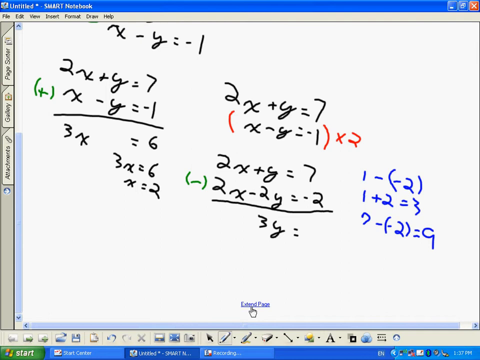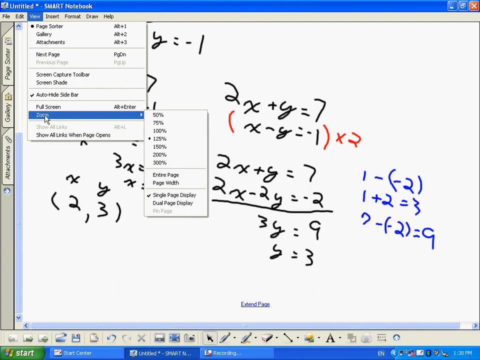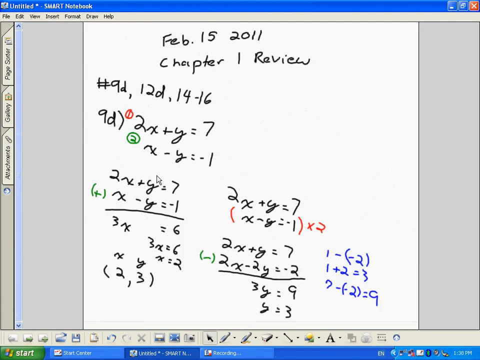9. Y equals 3. So, using elimination, that was pretty quick. My point of intersection is 2, 3. My x is 2. My y is 3. What are the other ways to do this? Just substitute. Alright, so that's question 9D. It's all up there.